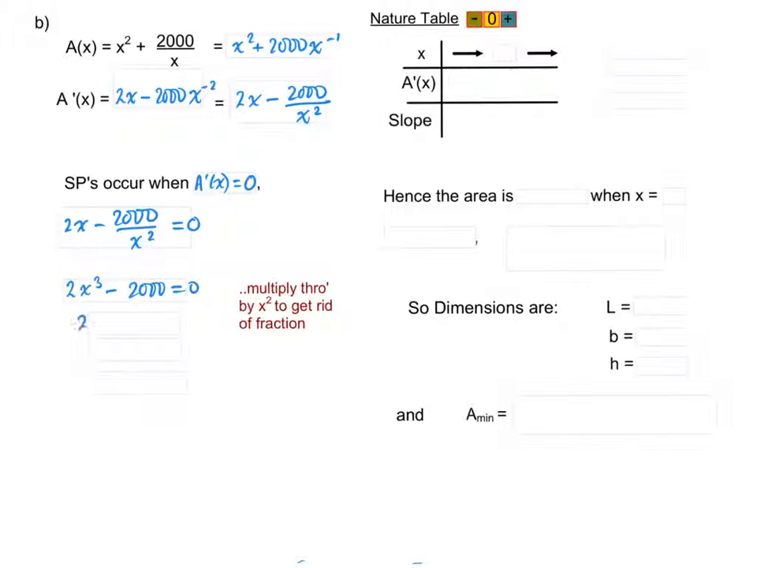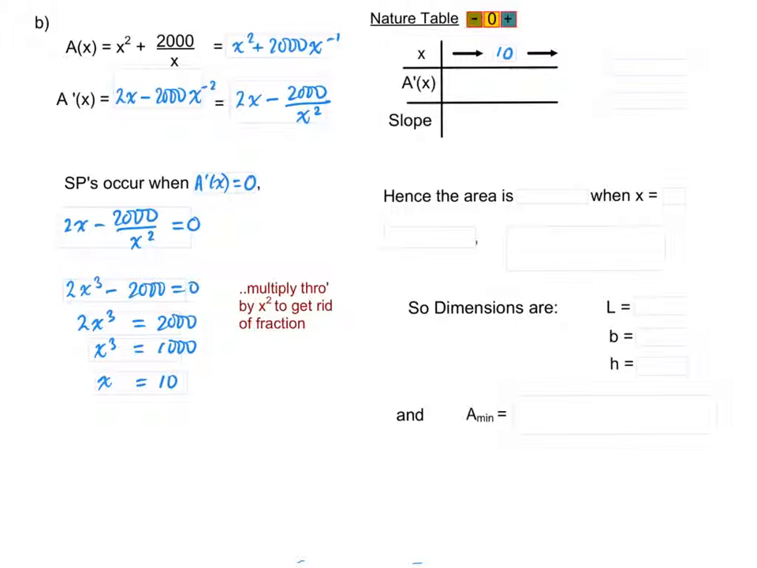We're essentially now just solving this to find out what x is equal to. So if x cubed is equal to 1000, then x must be equal to 10. We then need to make sure that that value x equals 10 gives us a minimum value. So we know we need a nature table.